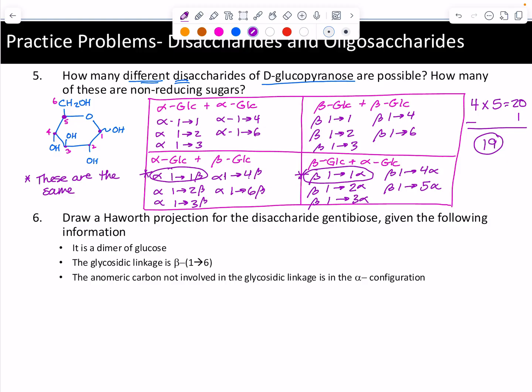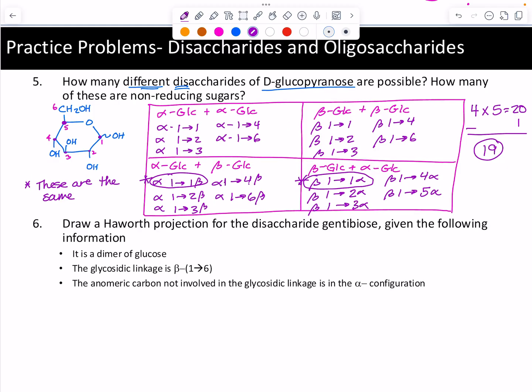So the question is, how many different disaccharides of D-glucopyranose are possible? How many are non-reducing sugars? To answer this question, let's start with a molecule of glucose over here, and I've numbered the carbons. This has a squiggle on the hydroxyl at the anomeric carbon because that can mean it's in the alpha or beta form.